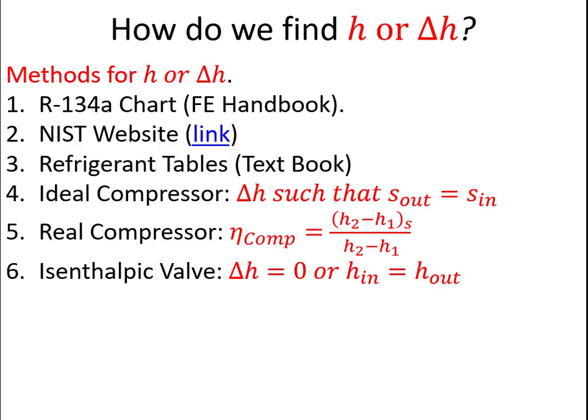If you have a compressor, you know that delta H has to happen for the ideal compressor so that it's isentropic, or that S out is equal to S in. If you have a real compressor, then you want to look for the isentropic efficiency of the compressor. And in this case, we have a valve on the opposite side of the compressor, and we're always going to assume that that valve operates in an isenthalpic way, meaning that the enthalpy change across the valve is 0, or H in is equal to H out.